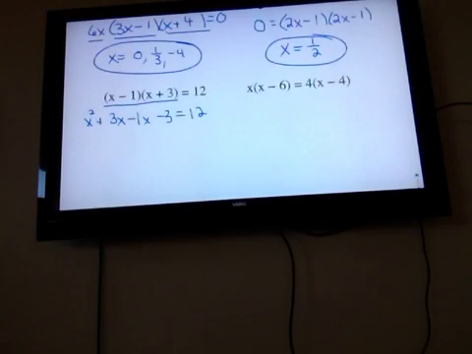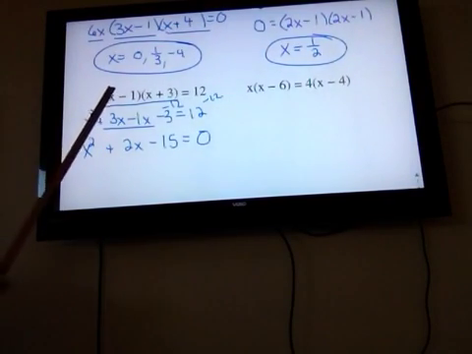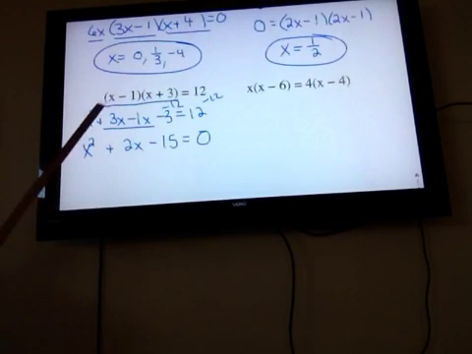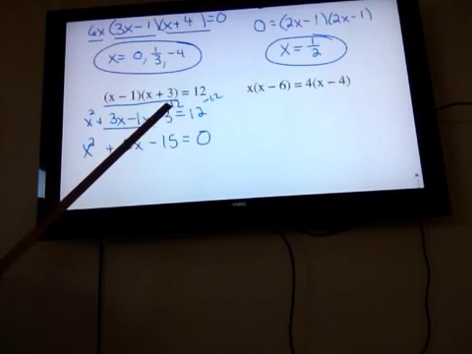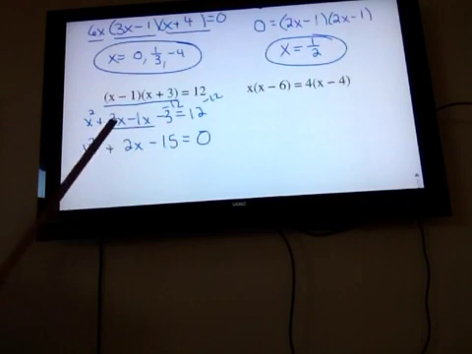So get rid of the parentheses. Now we'll get it equal to 0, so I'll subtract that 12. So I get x squared, go ahead and combine those x's, plus 2x minus 15 equals 0. Again, I FOILed and got rid of my parentheses, and brought my 12 over so it equals 0. Negative 3 minus 12 is negative 15. Combine those x's. And then we'll refactor now.